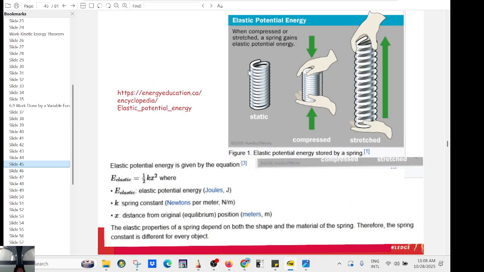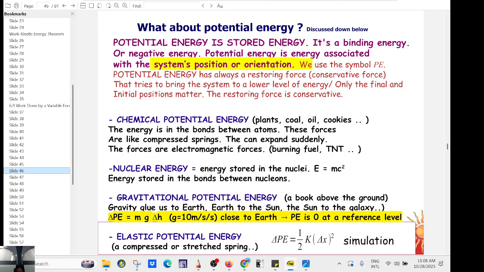Okay. So you can compress, you can stretch. The equation is the same. How much elastic potential energy is stored inside a spring is 1/2 kx squared if you start from zero deformation. So the unit for potential energy will be joules. We're going to get back to that.